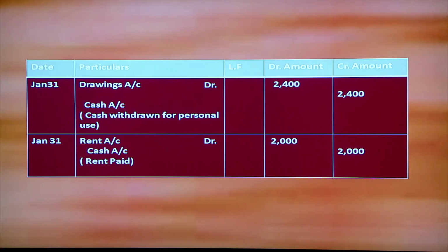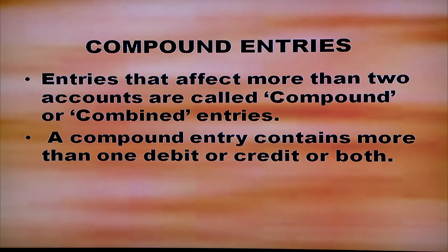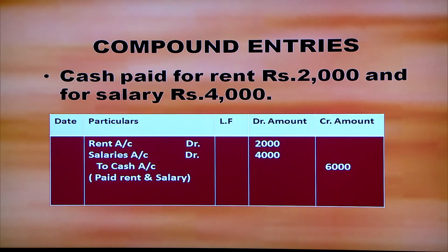When we write in the journal, it can be in this form: drawings account debit to cash, rent account debit to cash. Compound entries. Entries that affect more than two accounts are called compound entries. It is otherwise known as combined entries. A compound entry contains more than one debit or credit or both. Here is an example.